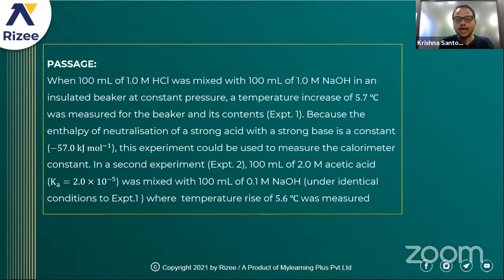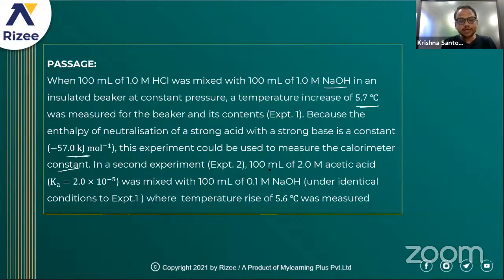Okay, but here 5.7 degrees centigrade is increasing, which means we are having 0.1 mole of HCl and 0.1 mole of NaOH. That is clear. Because the enthalpy of neutralization of a strong acid with a strong base is constant, 57 kilojoules per mole. This experiment could be used to measure the calorimeter constant. Okay, we have to measure the calorimeter constant from experiment 1.